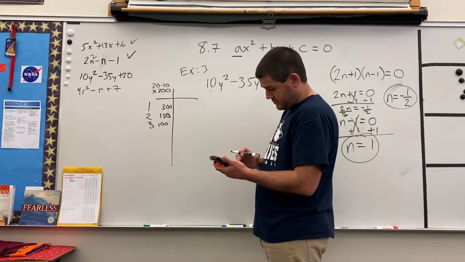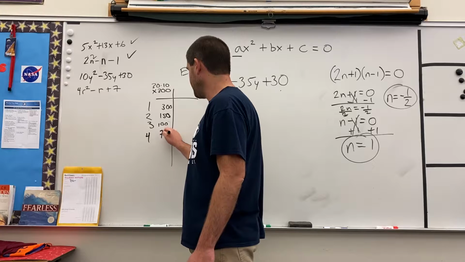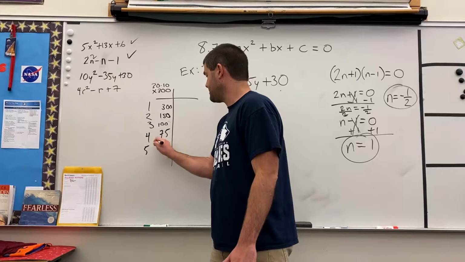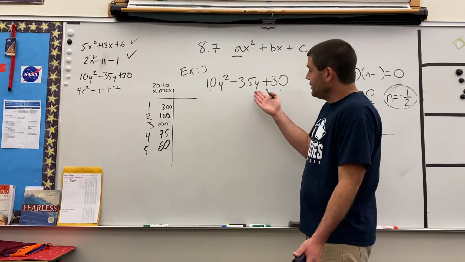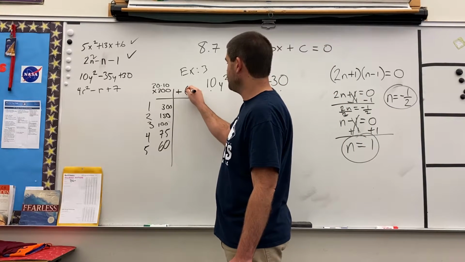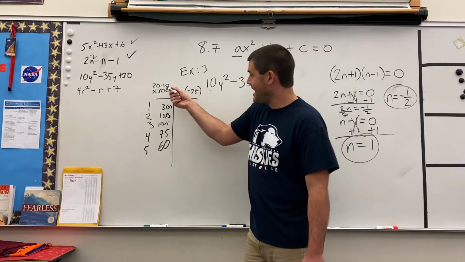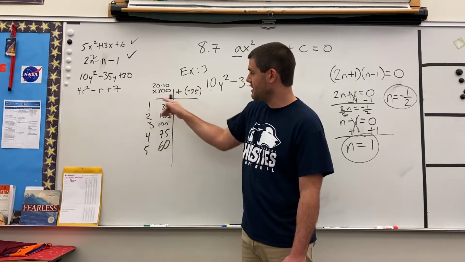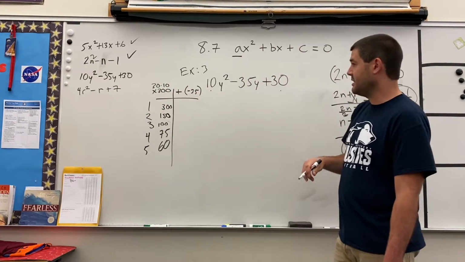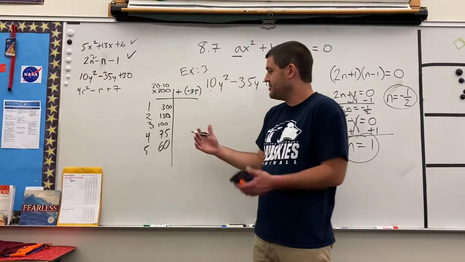We could do 300 divided by 4 and 75. We could do 300 divided by 5, which is going to be 60. And we're looking for two numbers that could add up to negative 35. Since the product has to be positive, both of these numbers are going to be negative, because a negative times a negative will get us a positive 300. But we're looking for negative 35 when they add together. So we're looking for two negatives.